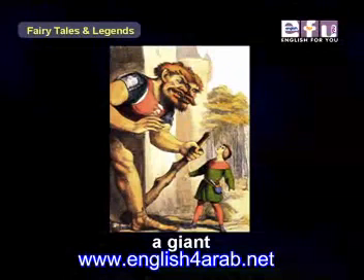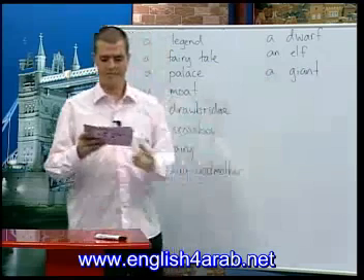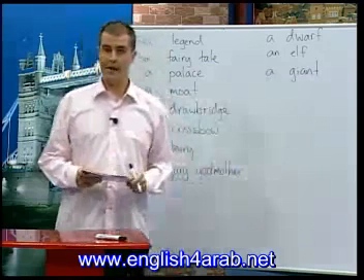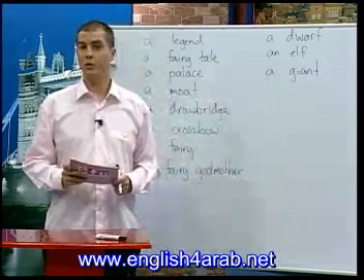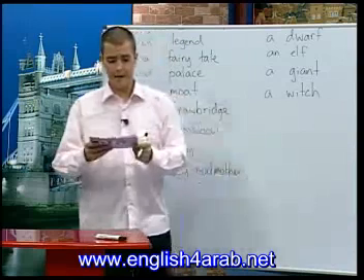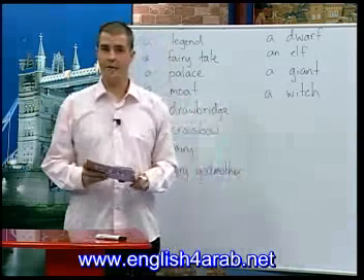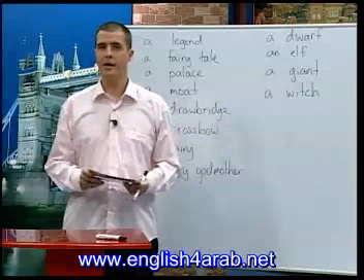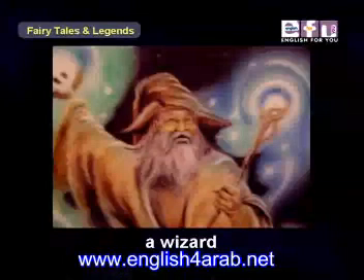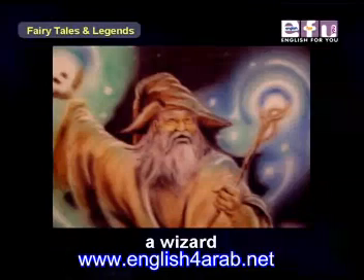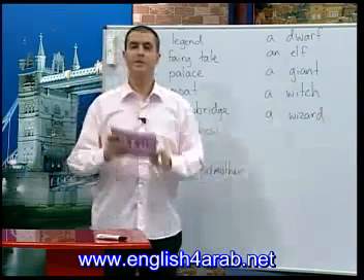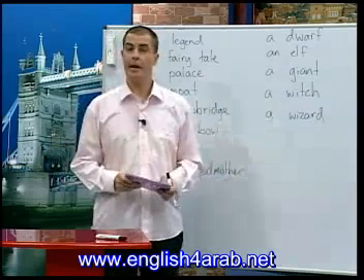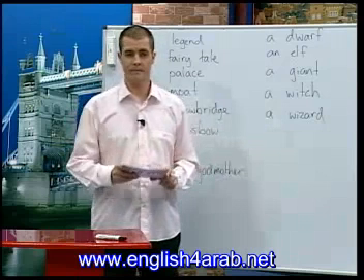And a giant. A giant is a big, tall man, and he is often bad or cruel. A witch is an old woman who is supposed to have magical powers, especially to do bad things. And a witch rides around on a broom. A wizard is an old man with magical powers, and a wizard is similar to a magician.